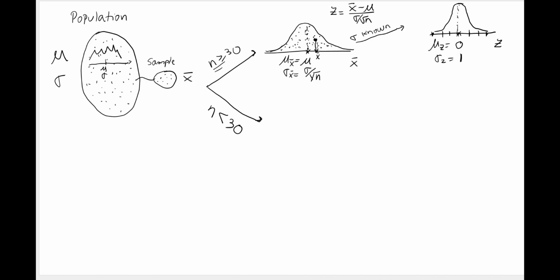Then the most common case is when we don't know the standard deviation of the population. If we don't know the standard deviation of the population, which is common, instead of computing the z-score, we compute the t-value. What is the t-value? It's very similar to the z-score. The t-value is computed using the same formula as the z-score, but instead of the standard deviation of the population, we use the standard deviation of the corresponding sample.